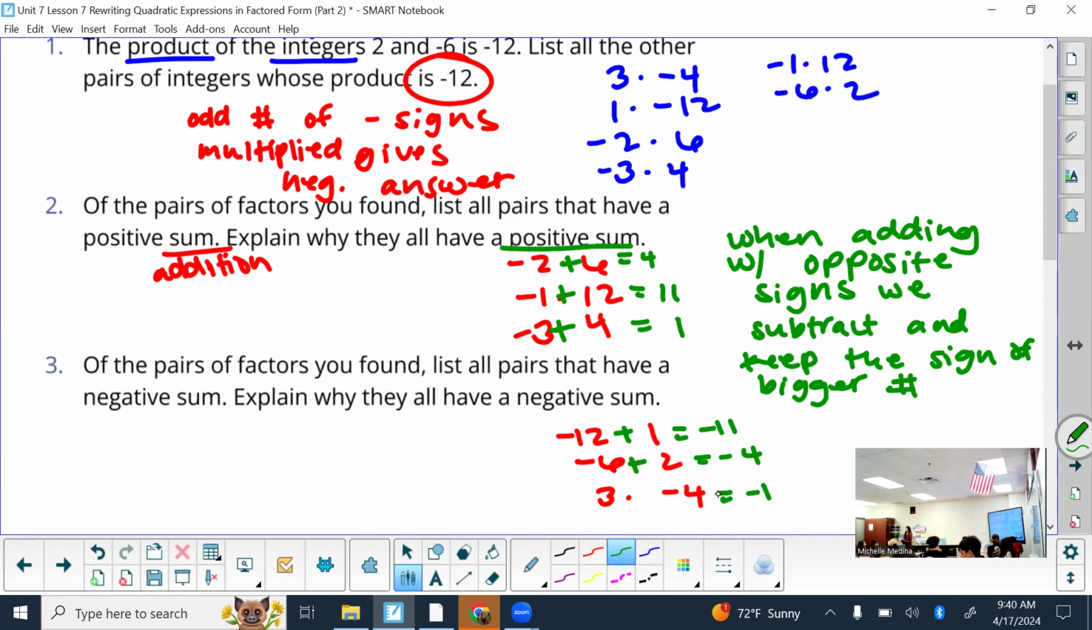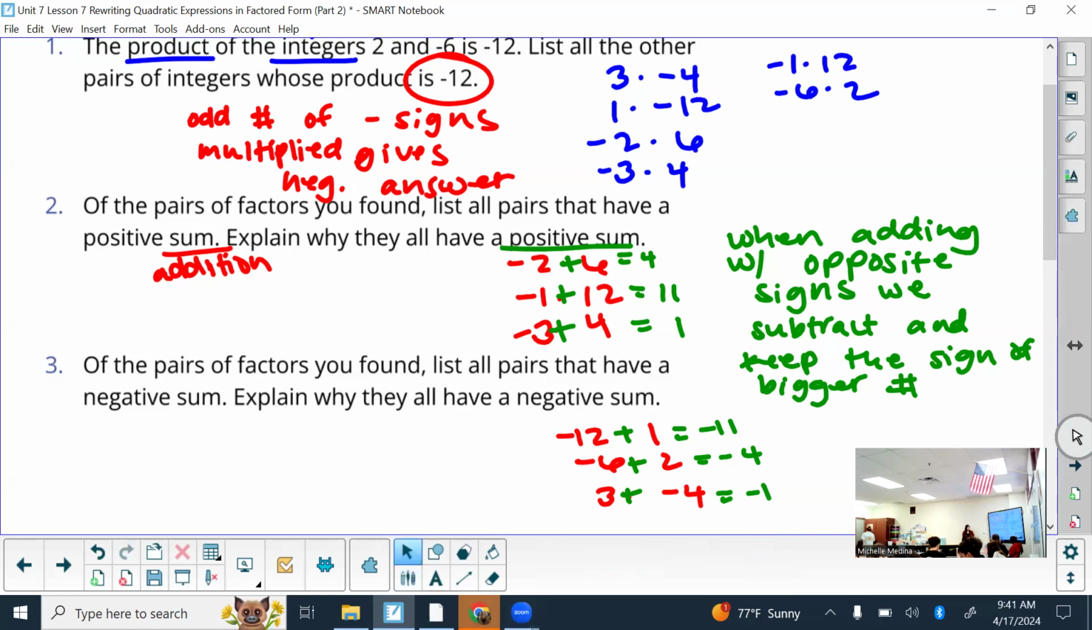When in doubt, use your calculator, but the more fluent you are, the better you'll find the numbers that should be your factor form. Any questions on that? Yes. Okay. That's good. Everyone else?